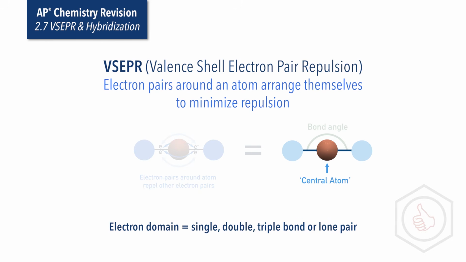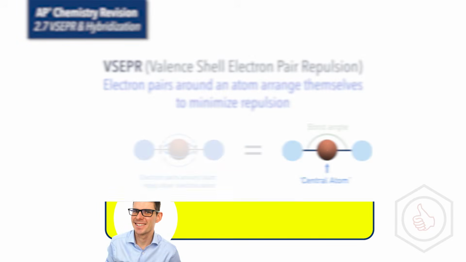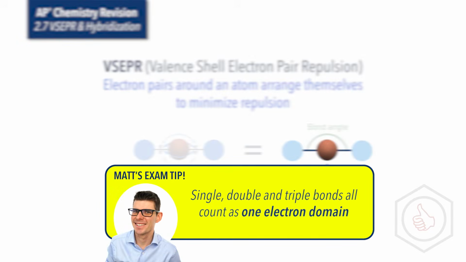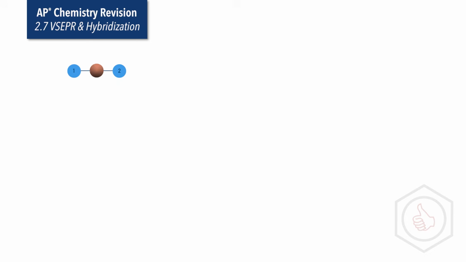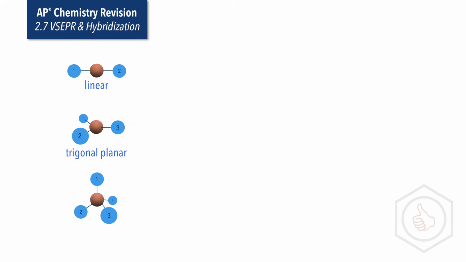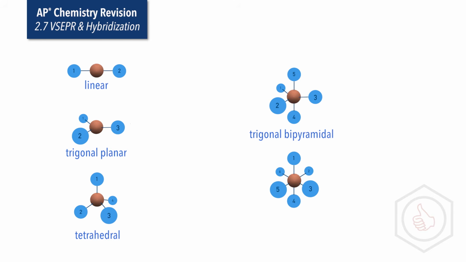This number tells you the electron domain geometry. Exam tip here, single, double and triple bonds all count as one domain. If a central atom has 2 electron domains around it, it has a linear electron domain geometry. If it has 3 electron domains around it, it has a trigonal planar electron domain geometry. If it has 4 electron domains around it, it has a tetrahedral electron domain geometry. If it has 5 domains around it, it has a trigonal bipyramidal electron domain geometry, and if it has 6 electron domains around it, it has an octahedral electron domain geometry.